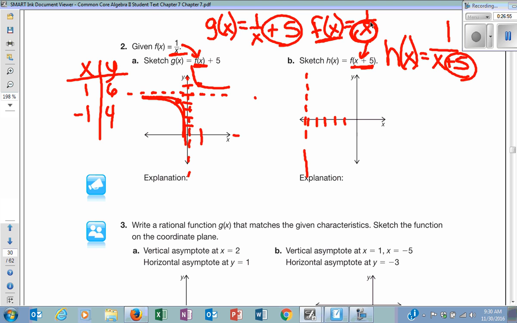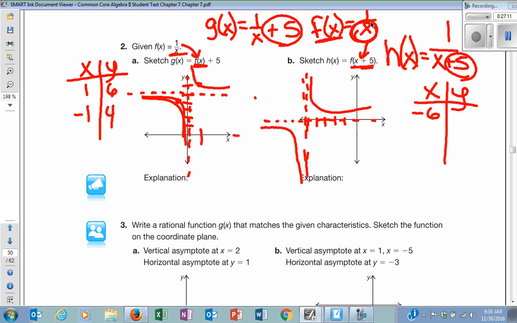And my horizontal asymptote is the same, and everything else is the same. It should be here, and it should be here, and I confirm that by making an x and y chart. So if this moved over 5, I'm not going to put in a negative 5, I'm going to put in a negative 6 to try it out. Negative 6 plus 5 is a negative 1. 1 over negative 1 is negative 1. Boom, negative 6, negative 1 is in the section I thought.